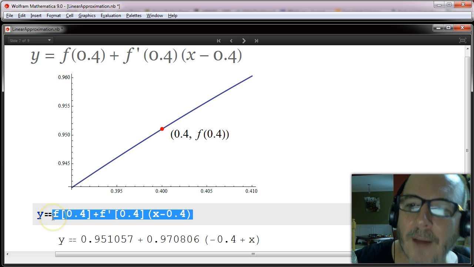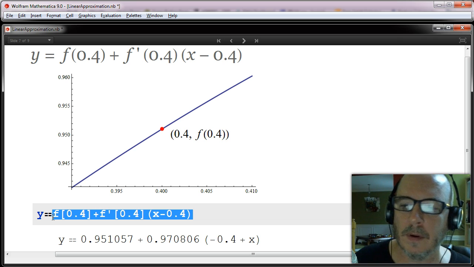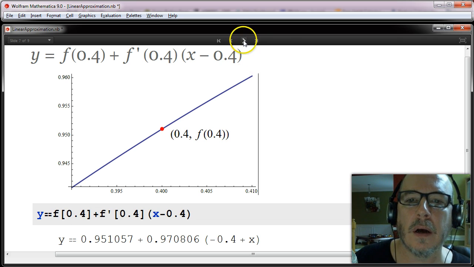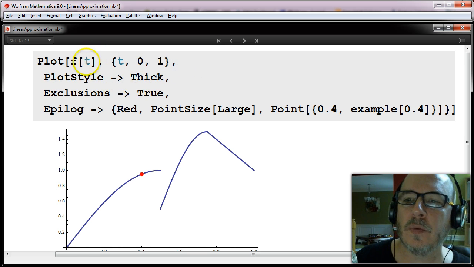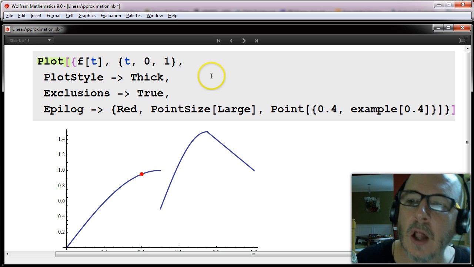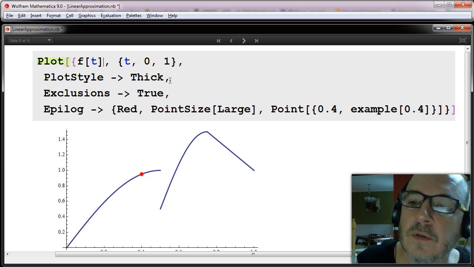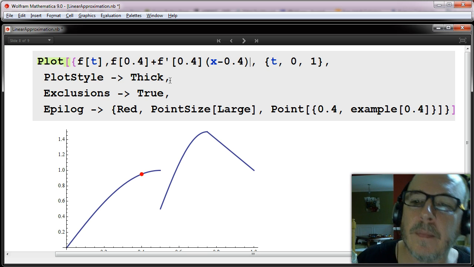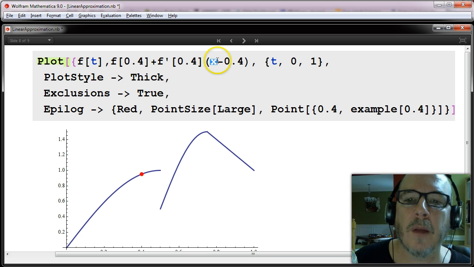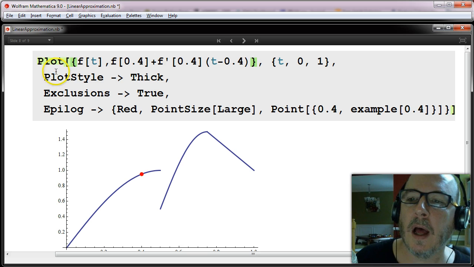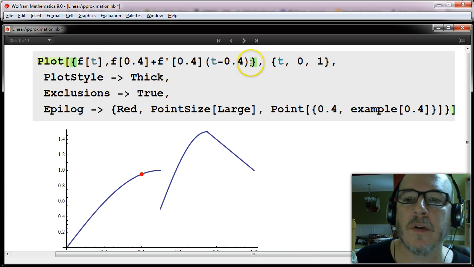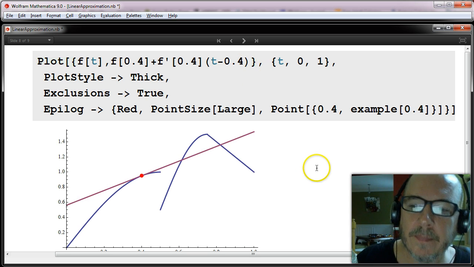All right. So I'm going to copy this, and I'm going to go back to this function where we were plotting this, and I'm going to plot the regular function along with the expression for the line, the functional expression for the line. So I'll put comma, and there it is. Except the variable I'm using under this command is t. So this is going to plot f of t from 0 to 1, and it's going to plot this line from 0 to 1. Okay, let's see what we get.